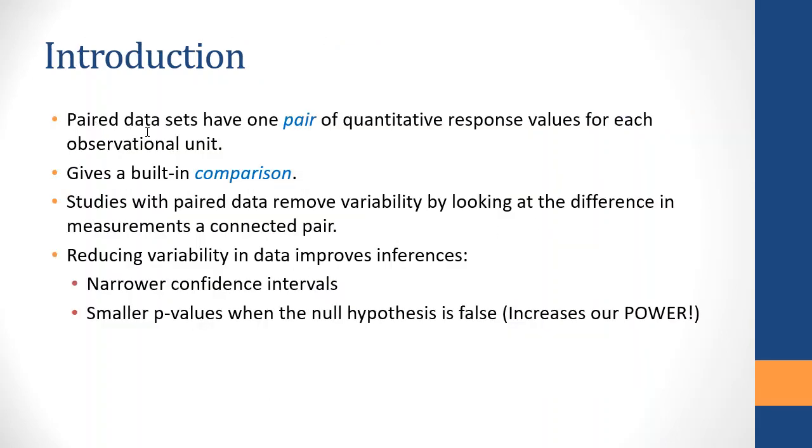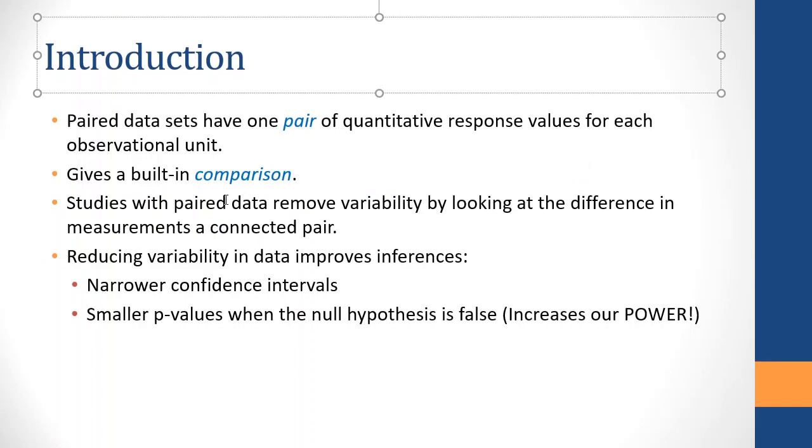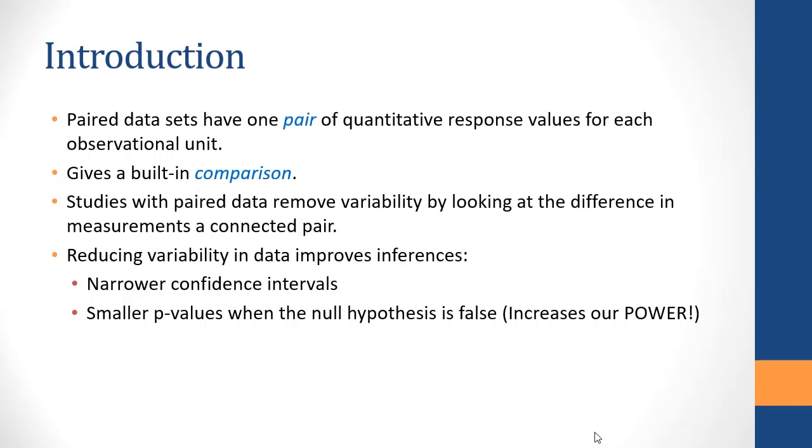And there's a lot of value in using paired data. When you have one pair of quantitative response values for each observational unit, you've got this built-in comparison. The main thing is that it removes variability. So that's something to pay attention to. We're going to get stronger inference when we look at paired data than when we just have independent groups, which means narrower confidence intervals and smaller p-values if we're trying to prove the null hypothesis to be false, which increases the power of our test. So this is a really good thing to do.